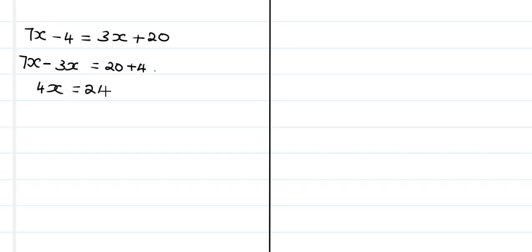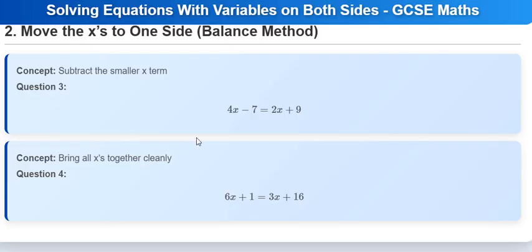is 24. And to get x, I need to divide both sides by 4, so that I can get x, which is equal to 24 divided by 4, which is 6. And that becomes the answer for that question. Can you try this question 3? Then we are going to solve question 4.